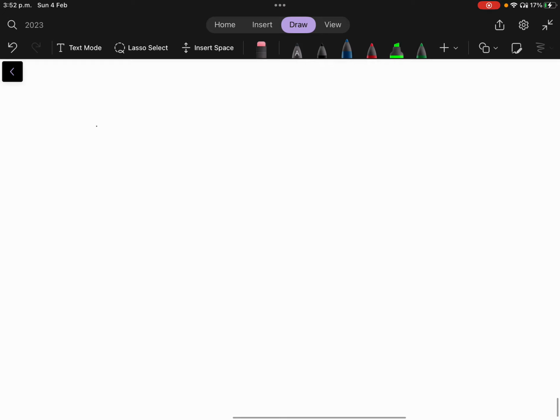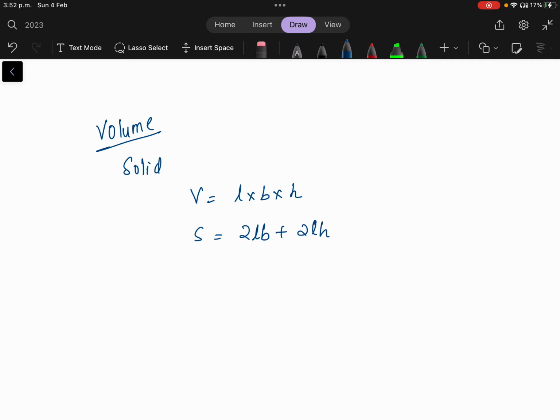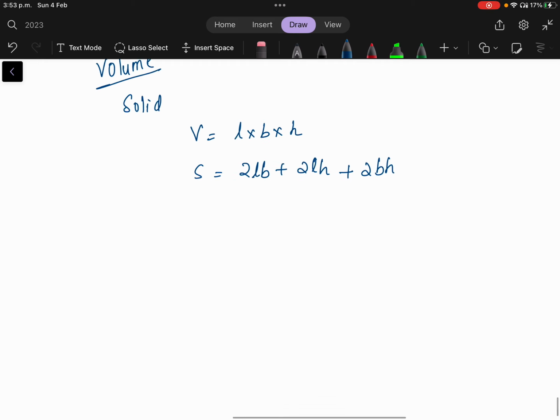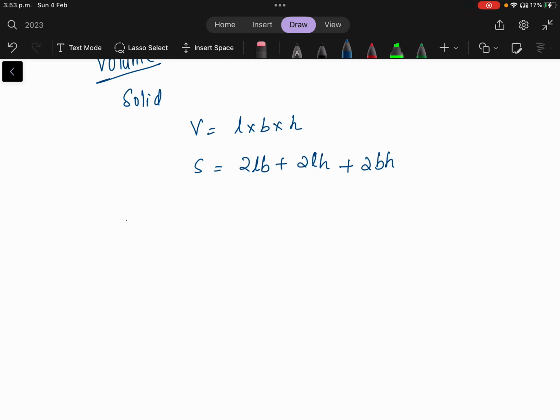Now moving on to volume of a rectangular solid, which has length, height, and width. So volume is L times B times H, and surface area is equal to 2LB plus 2LH plus 2BH. So you find the area of each side and multiply it by 2. Okay.